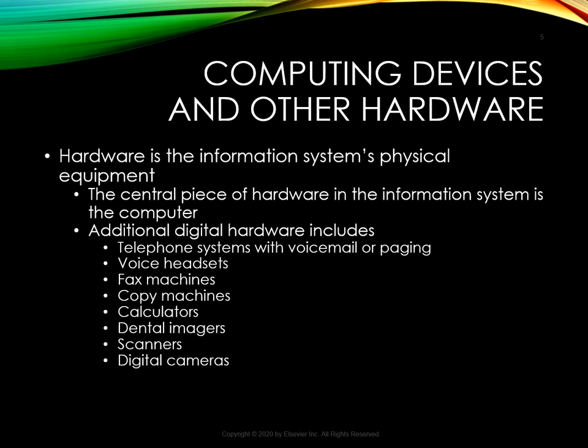Computing devices or other hardware. This is a computer. Computing device is a computer. Hardware is the information system's physical equipment. So the central piece of hardware in the information system is the computer, right? A computing device collects data, processes the data, produces output, and stores the result for future use.